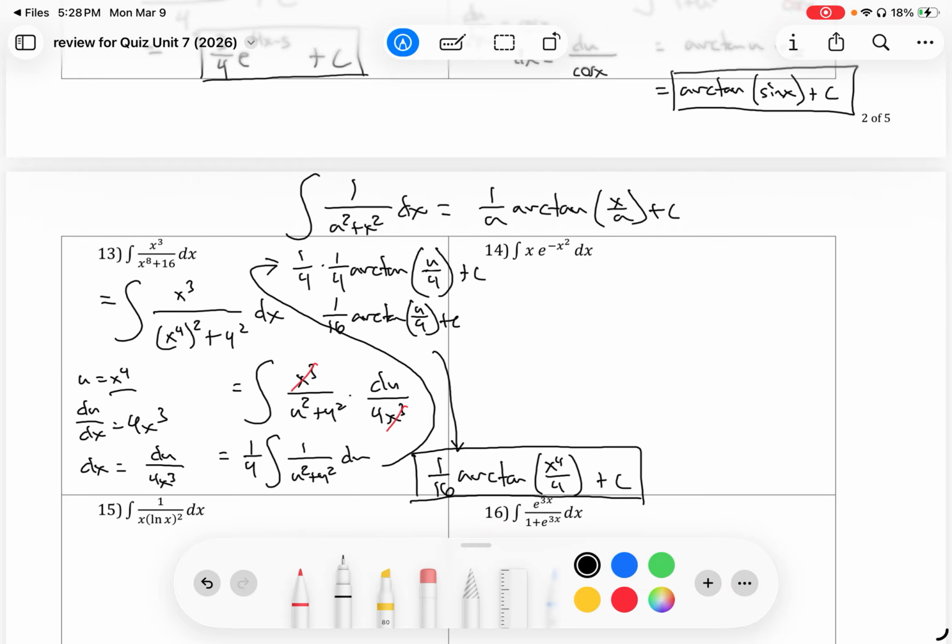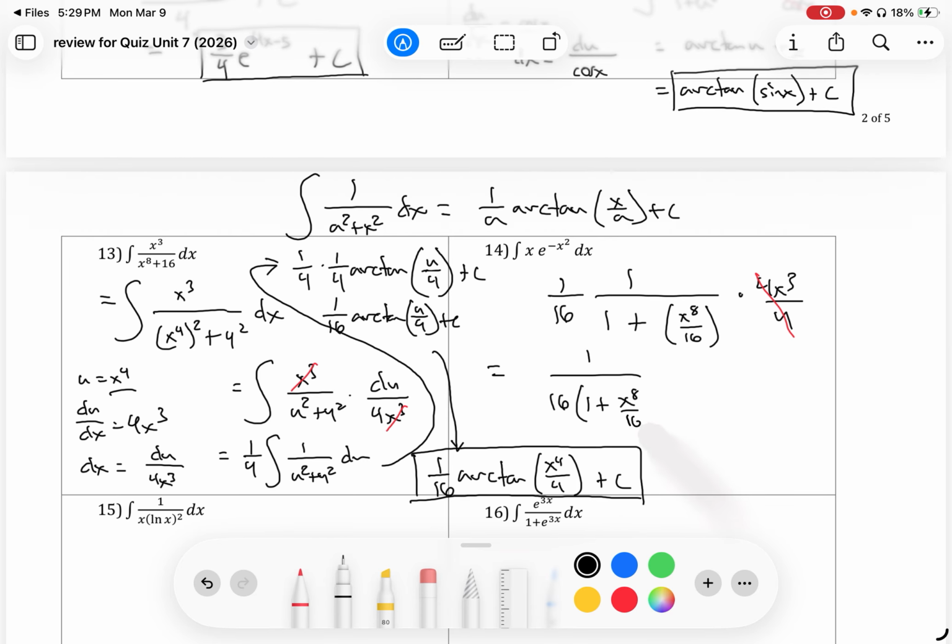Now I'm going to check and make sure that that works, and then I'll erase it. So if I take the derivative of that, keep the 1/16 out front. The derivative of arctangent is 1 over 1 plus whatever's inside squared. So that would be x to the 8th over 16 times the derivative of whatever's inside, and that would be 4x cubed over 4. Well, I can see that these 4's are going to divide out, and I would end up with 1 over 16 times 1 plus x to the 8th over 16. But distributing the 16 through, I get 1 over 16 plus x to the 8th.